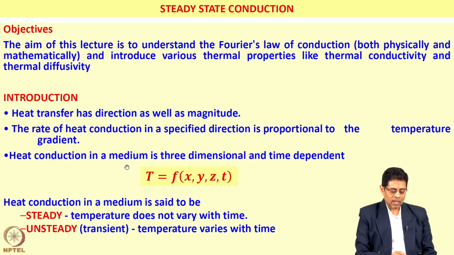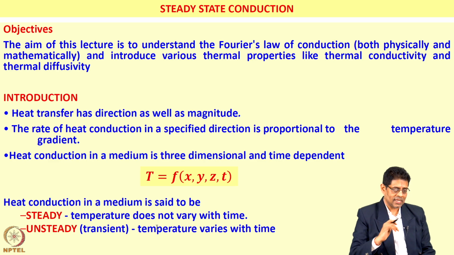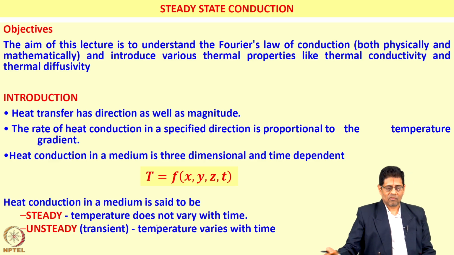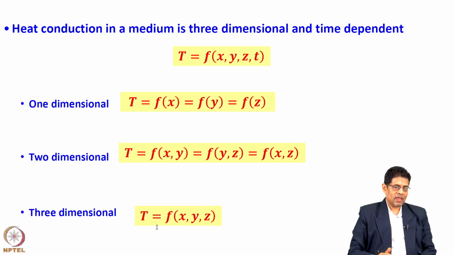Heat conduction in a medium in general is 3-dimensional and time dependent. T is a function of x, y, z and t. When we are talking of time independent situation, we call it steady state conduction. When temperature is varying with respect to time, we call it unsteady or transient conduction. So, first we will go through steady state, later towards the end of conduction we will go to unsteady state. Okay, so this is just presented here.